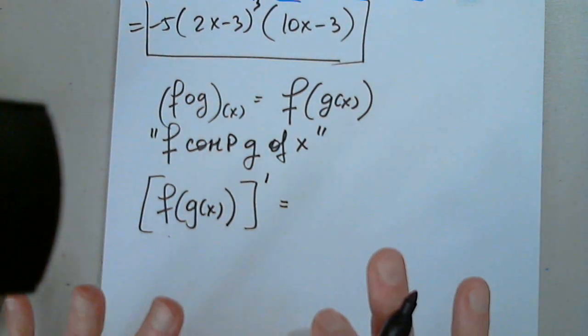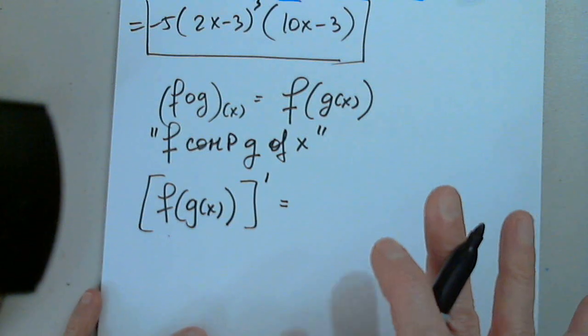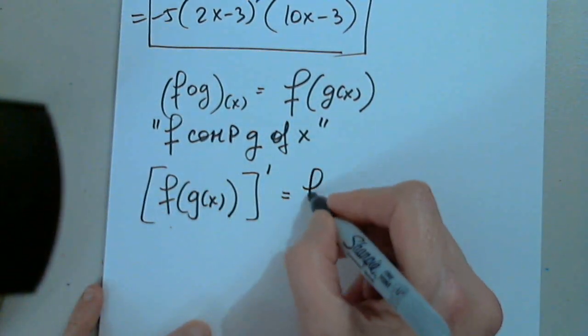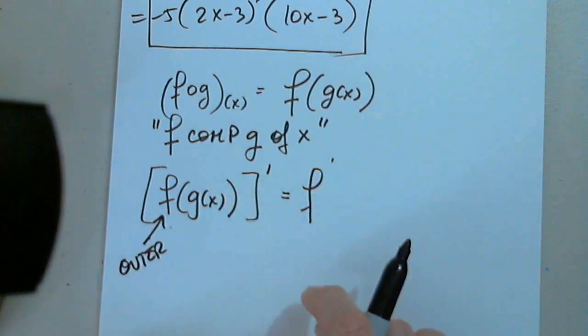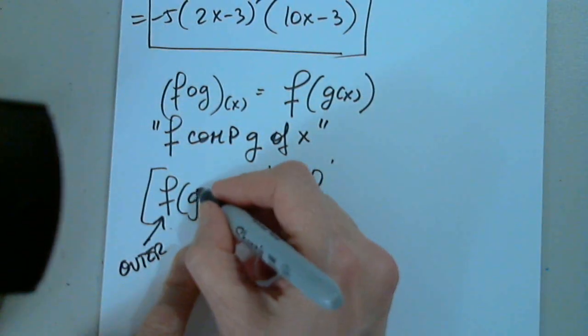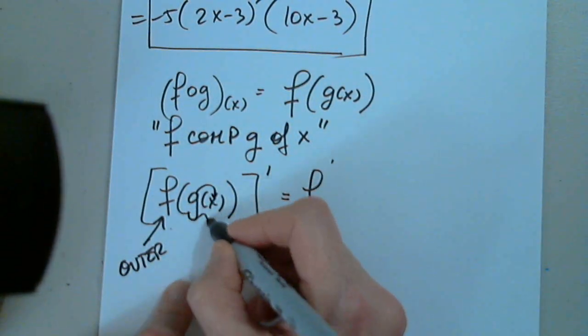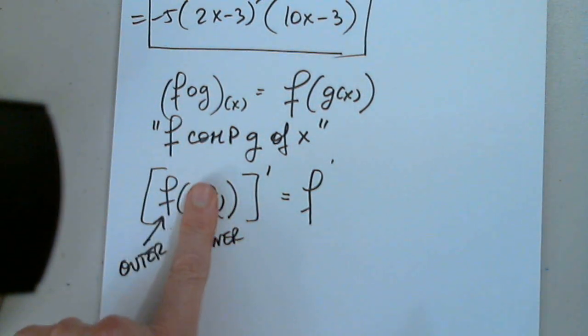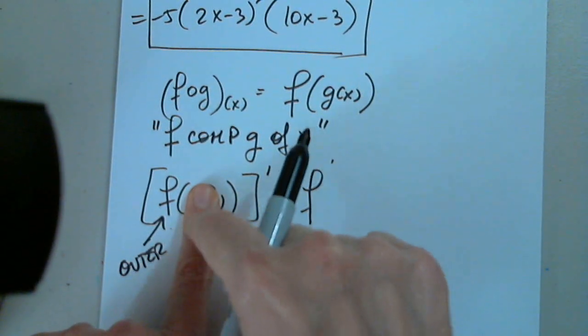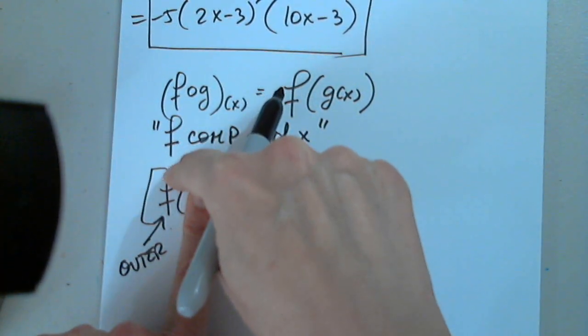So you see, no powers. This is a slightly different situation. I have to differentiate the outer. This is the outer. This is the first function. This is the closest to x. So this is the inner. So the inner function, and to the inner function, I apply the outer function.